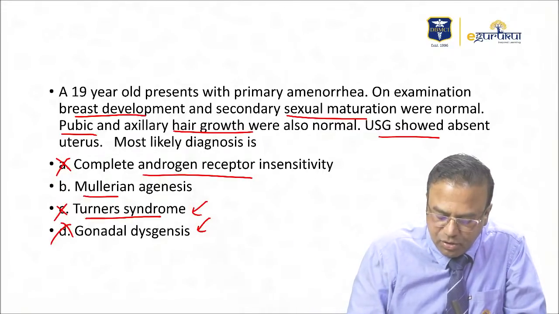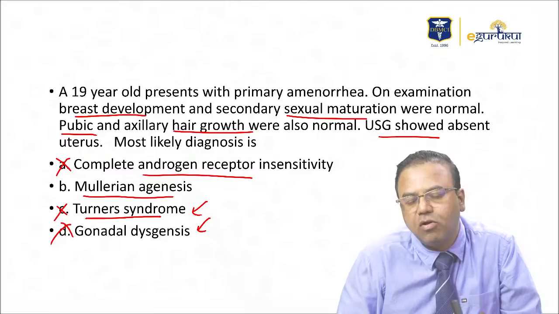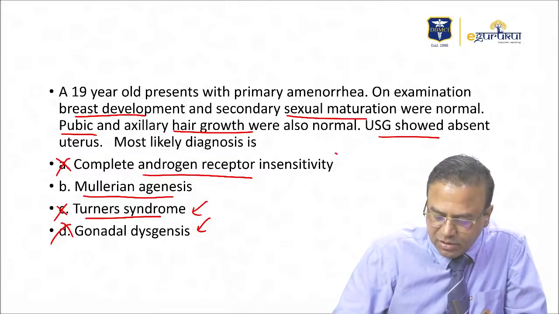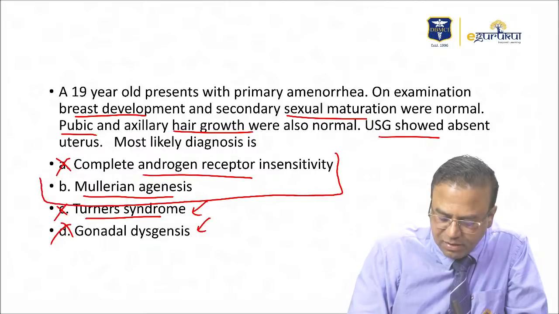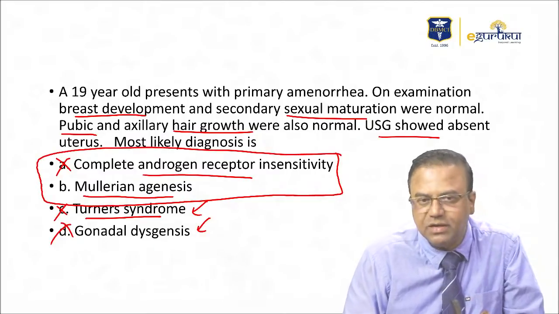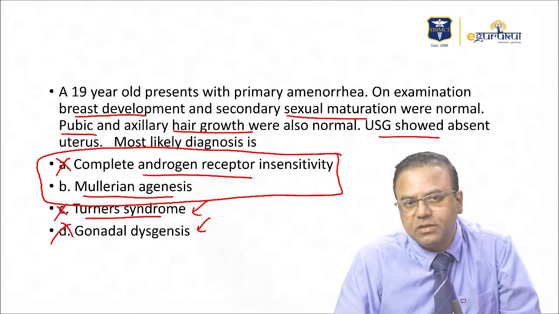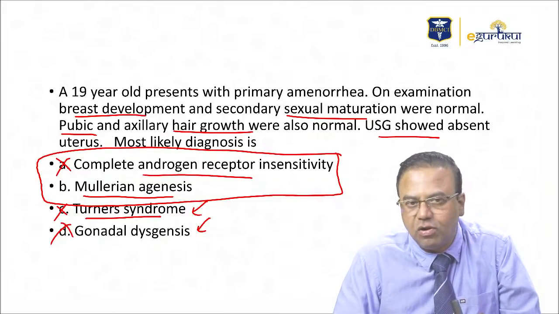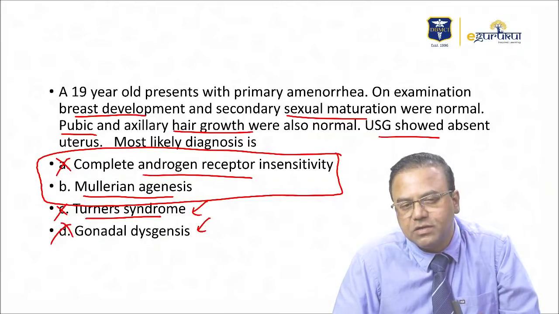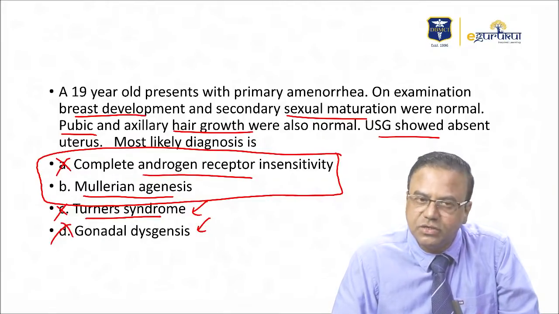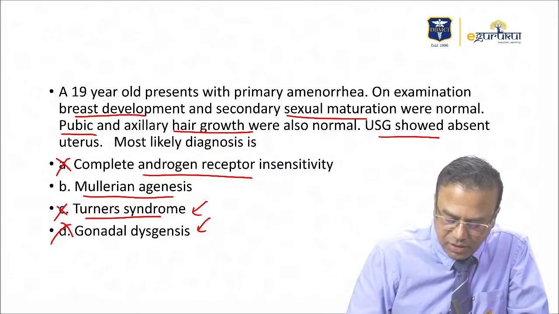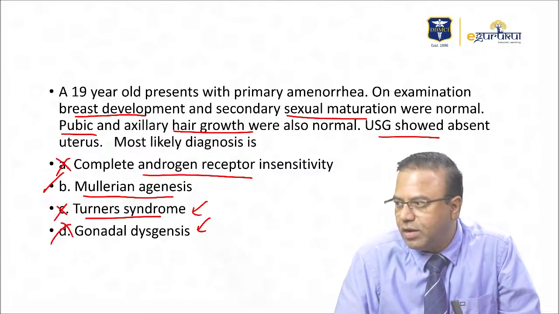So this is nothing but Mullerian agenesis, which is nothing but Mayer-Rokitansky syndrome. Mayer-Rokitansky and complete androgen insensitivity actually look very, very similar. These two choices, the basic differentiating feature is the presence of axillary pubic hair. If it's there, that's Mullerian agenesis. If it's not there, it's complete androgen insensitivity, which is also referred to as testicular feminization syndrome. So the answer here is straight. This is nothing but Mullerian agenesis.